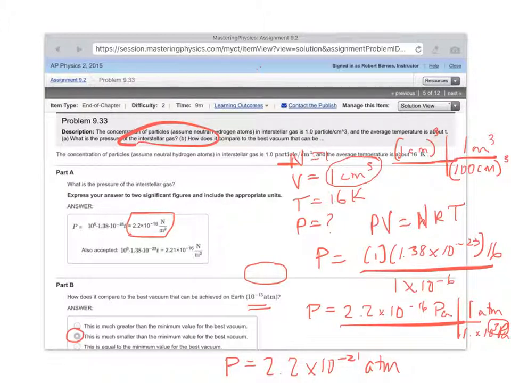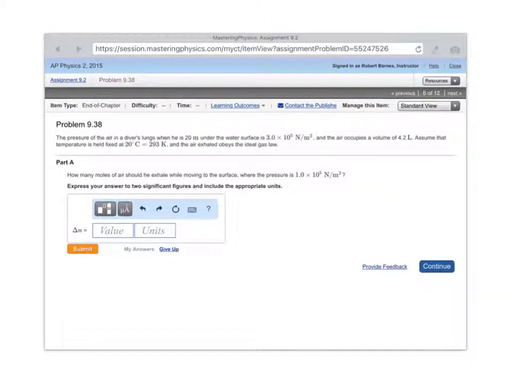Okay, let's move on to the last one, 938. All right, this is 938, and this is the last one. The pressure of the air in a diver's lungs when he's 20 meters under the water is this right here, about three times atmospheric pressure. Every 10 meters you go down, it adds another atmosphere. So at 10 meters, it'd be 2 times 10 to the 5th. 20 meters, it's 3 times 10 to the 5th, and so on.